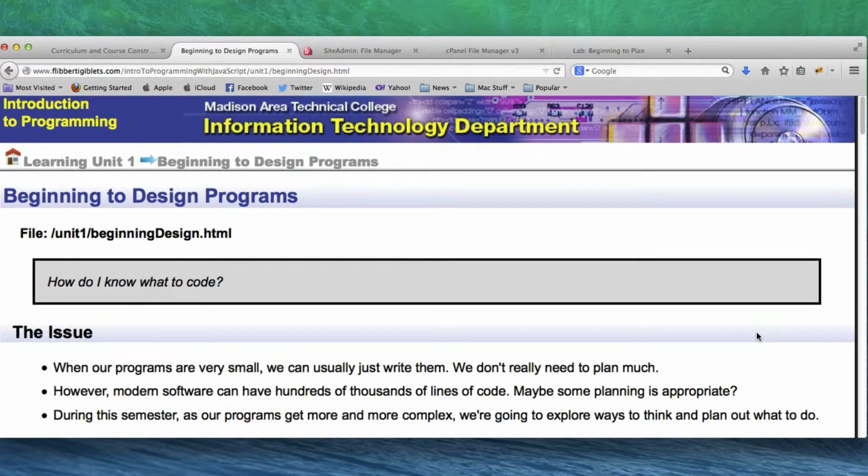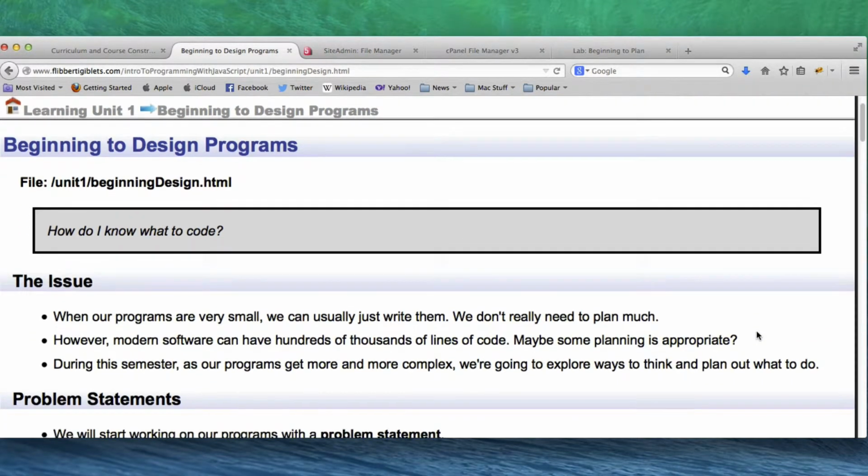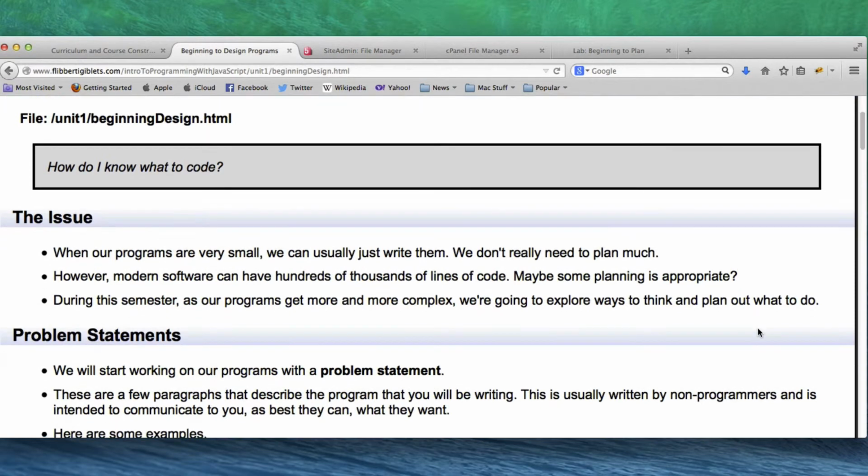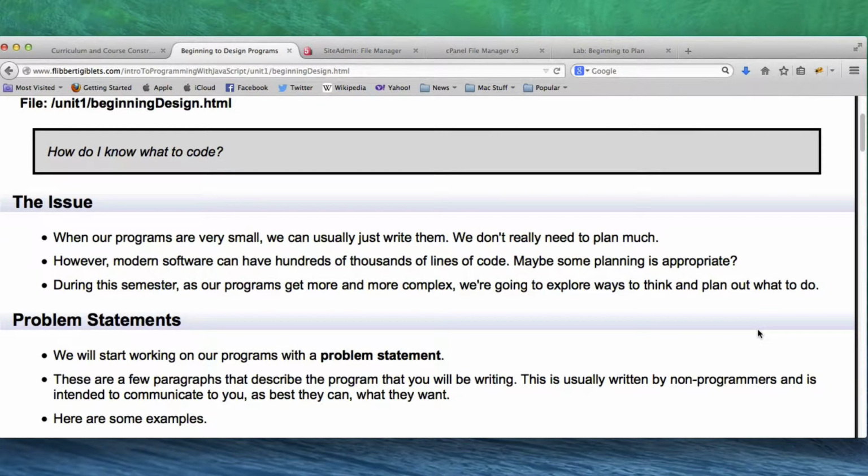Okay, let's talk about something called problem statements. Problem statements are also known as requirements. They're typically just a few paragraphs that are meant to describe what your program will do. They're typically written by non-programmers, and their goal is to communicate what they want the program to do as best as they can communicate it. A lot of times some of these statements can be a little ambiguous, and it's really good to talk to your customer and get a good understanding of what it is that they really want.